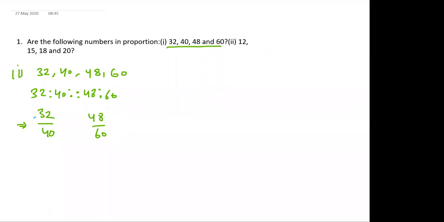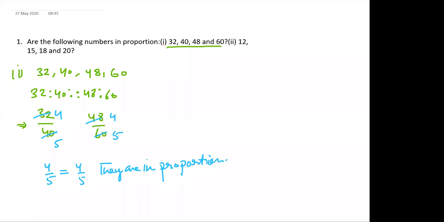So 8 4s are 32, 8 5s are 40, and 12 4s are 48, 12 5s are 60. So you have got 4 upon 5 is equal to 4 upon 5. So they are in proportion. Clear? You have got the same thing on both sides. There is one more method, which I will tell in the second part.